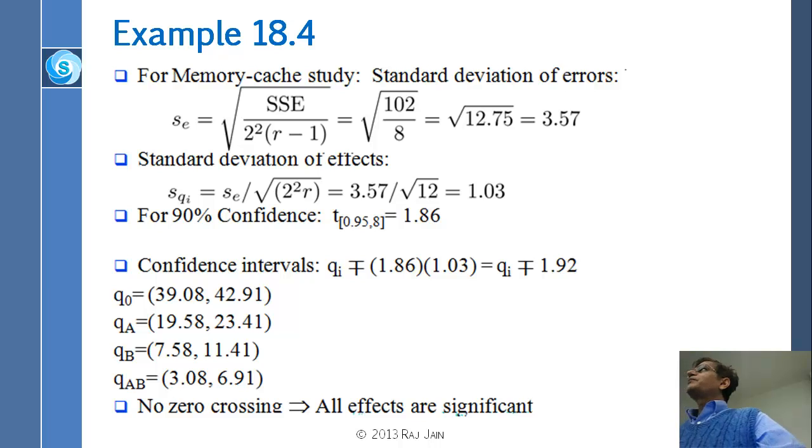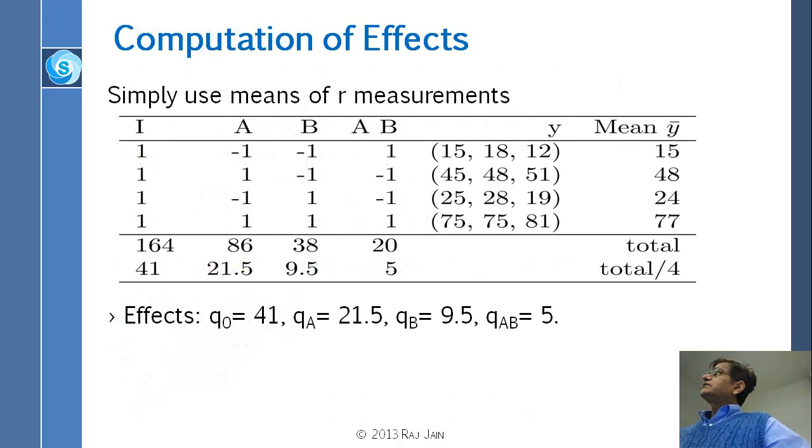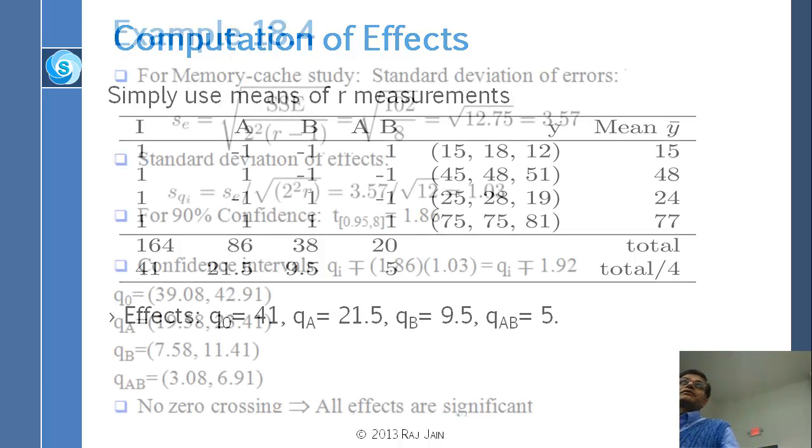So why did I put 2 raised to 2 (r minus 1) here? It is because there are 2 raised to 2 rows. Each row adds up to 0, and therefore it has r minus 1 degrees of freedom. Let me just say it again. Each row has 2 degrees of freedom. So I said 4 times 2 is 8. So you don't have to calculate it from the table. You have to understand from the table how the number 8 came about.